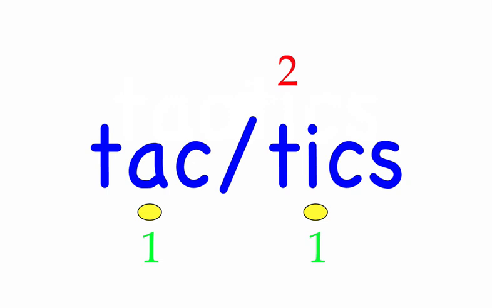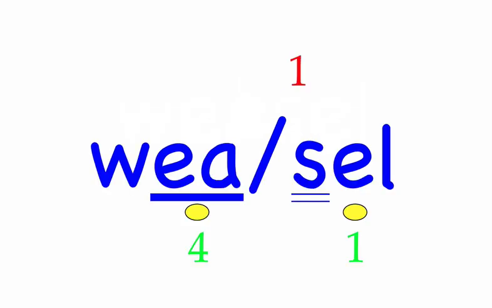Row 8. Weasel. A weasel is an animal with a heavy fur coat. Weasel. We has two sounds: w, e. Zel, two sounds: z, e, ul. Weasel. Mark the word.